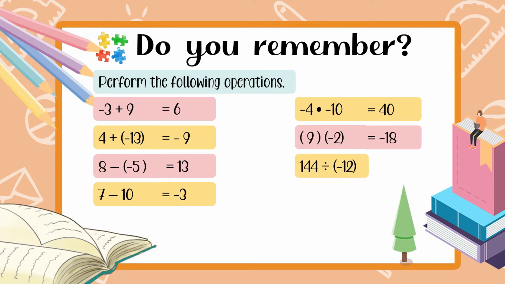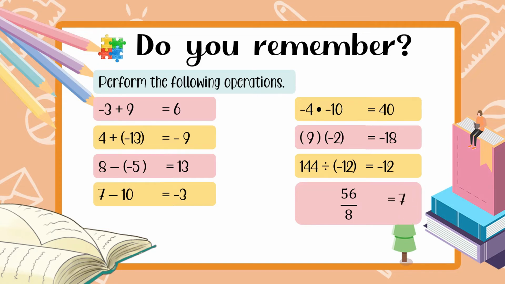Next, we have 144 divided by negative 12. So, same rule kay multiplication. If you are going to divide different signs, the quotient is always negative. So, 144 divided by negative 12 is negative 12. And lastly, we have 56 divided by 8. They are both positive. So, kapag same sign ang ating i-divide, the quotient is positive. So, therefore, the quotient here is positive 7.